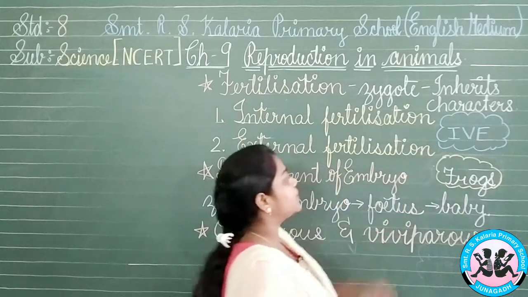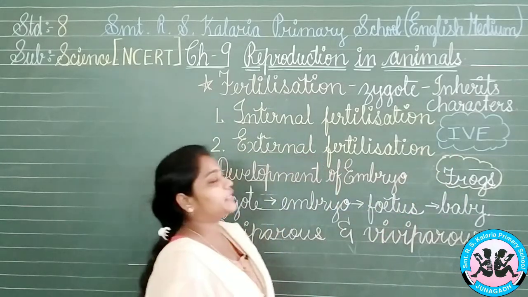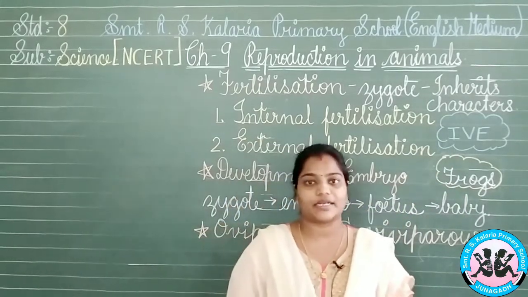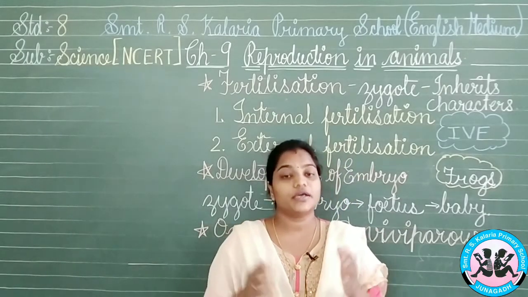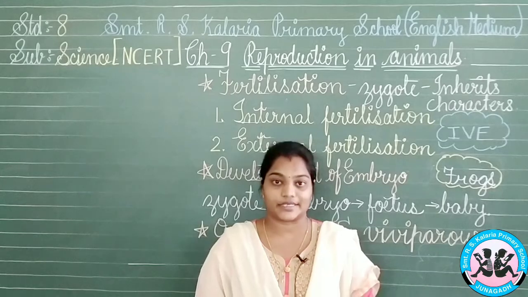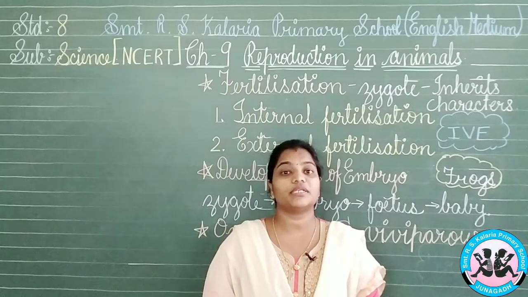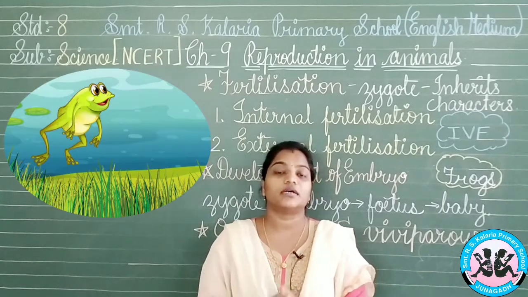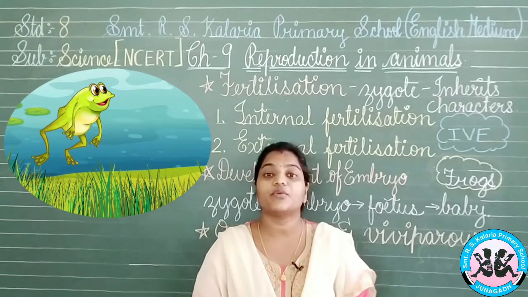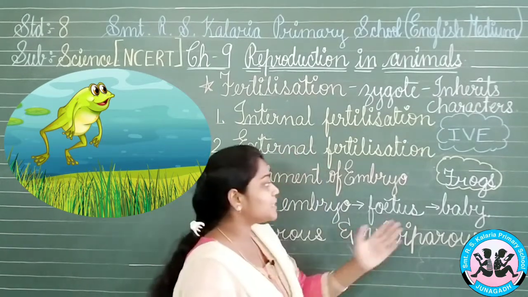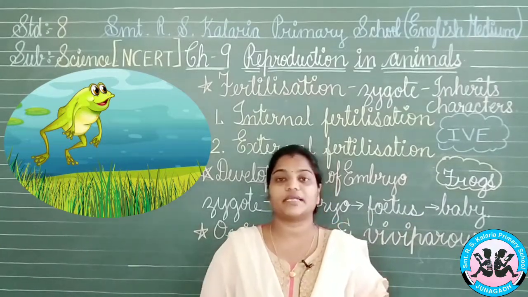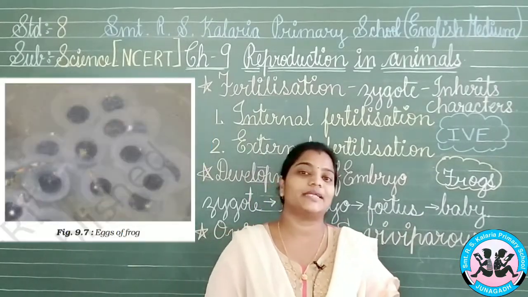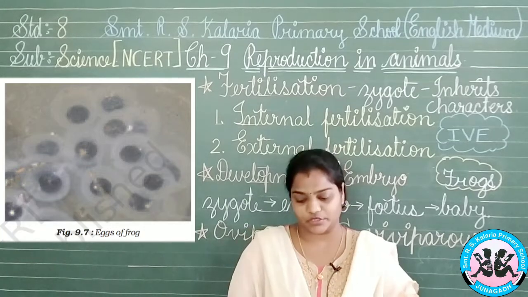Now, next we have external fertilization. We know that there are many animals which do not produce live young ones; they release eggs. For that, what systems are involved? Here we have the best example, the frog. If you go to water streams or near moving water, you will find some black colored dots present over there.